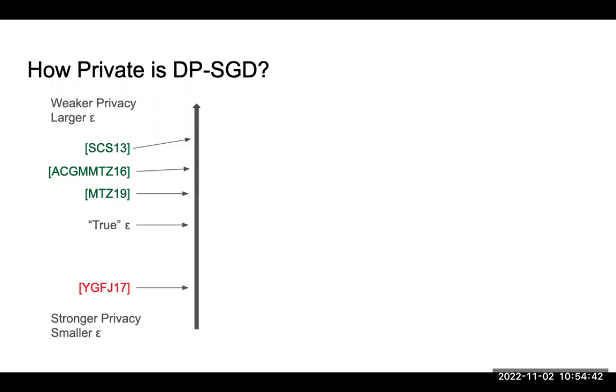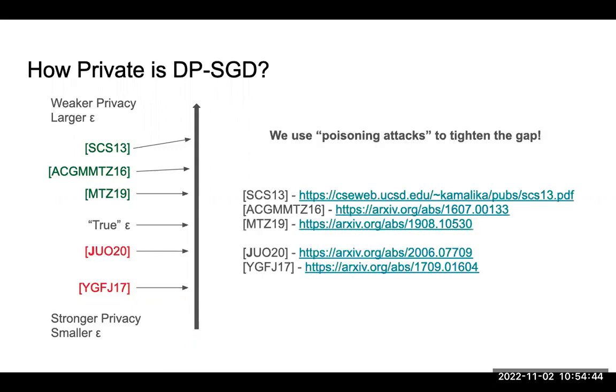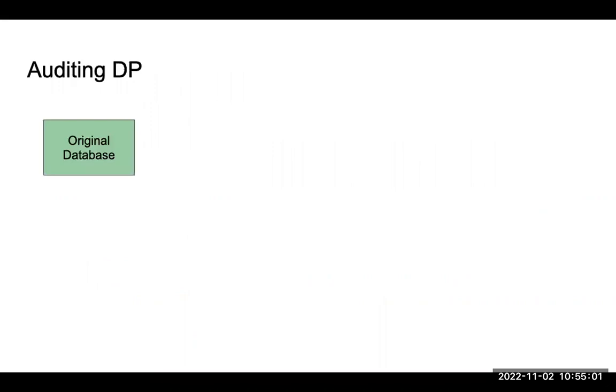In the thing that I'm going to describe in a second, we're going to show how you can improve on the best known attack that we have by a pretty significant factor, tightening this gap between the best attack and the best analysis. And we're actually going to do this with poisoning attacks, which we talked about earlier. And we're going to use them in quite a different way.